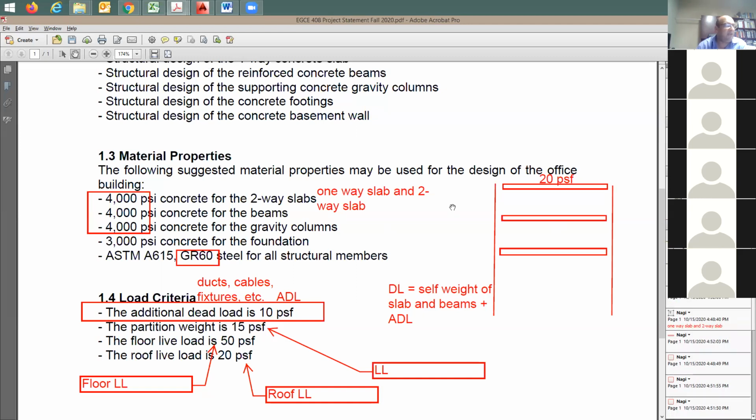Should I add some 15, like for partition? No, since it's the roof. Okay. How about here? You can see here it is going to be 50 plus 15 psf. Here also it is going to be 50 plus 15 psf. So now this is going to be the live load.